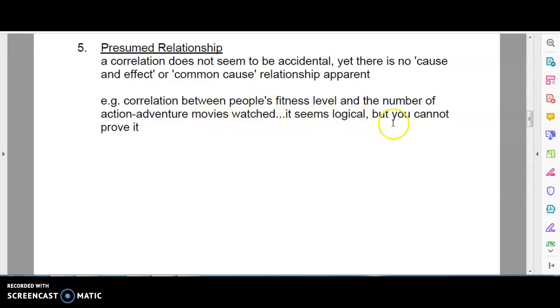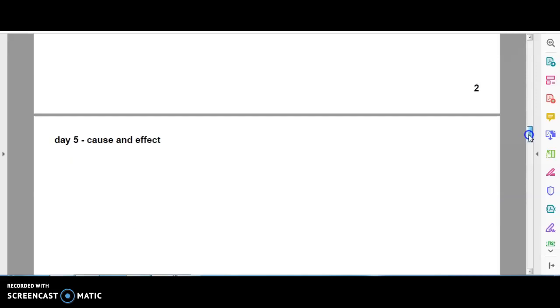So it seems logical, but you can't prove it. There's no way to prove that a fit person watches action-adventure movies, or someone that watches action-adventure movies is more fit for that reason. Okay, so in this case, we can say presumed relationship, or you're assuming a relationship, but we can't prove it. Okay, so that would be the fifth way.